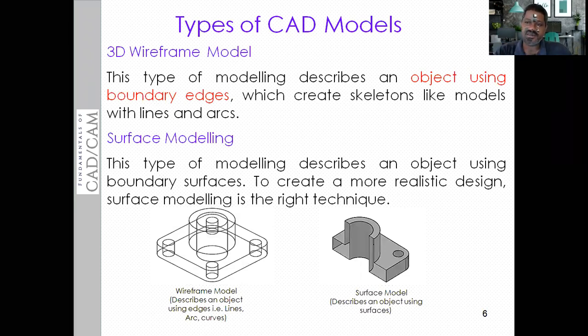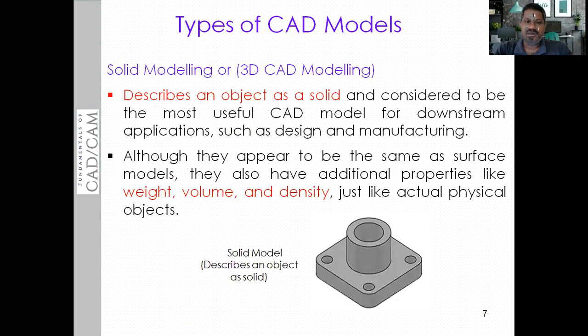The model which is described using the edges is called the wireframe model. The model described using the surfaces is called the surface model. Both these two models are 3D models, but you cannot assign the properties in both cases. This surface model looks like a realistic model, but you cannot assign the properties. Physical properties, as you can see, density is a physical property, right? You cannot assign it. Then let me move further.